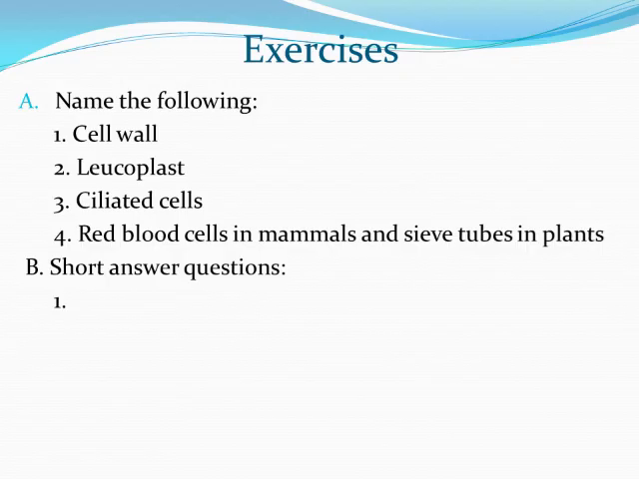Now the third one. Cells found in the lining of nose and windpipe. They are the ciliated cells. Okay. The answer is ciliated cells. Ciliated. Ciliated cells.